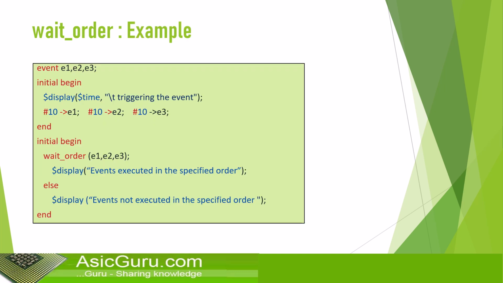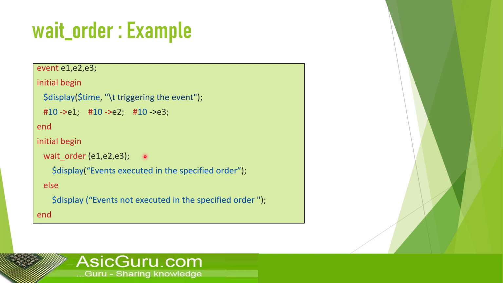So this is an example to understand how wait_order works. In this example, we are declaring three events E1, E2 and E3. In the first initial block, we are triggering these events sequentially with a delay of 10 time units between each. First we trigger E1, then E2 and then E3. In the second initial block, we are calling wait_order with the sequence E1, E2 and E3.